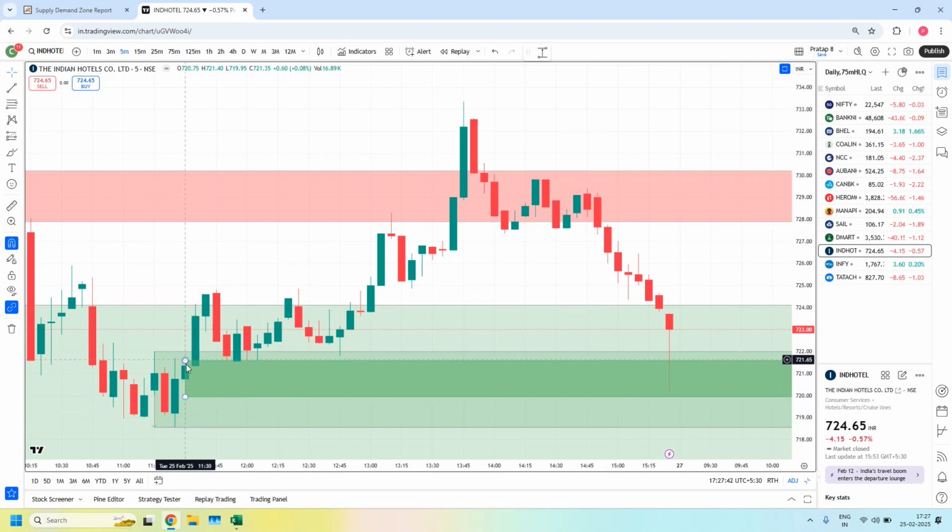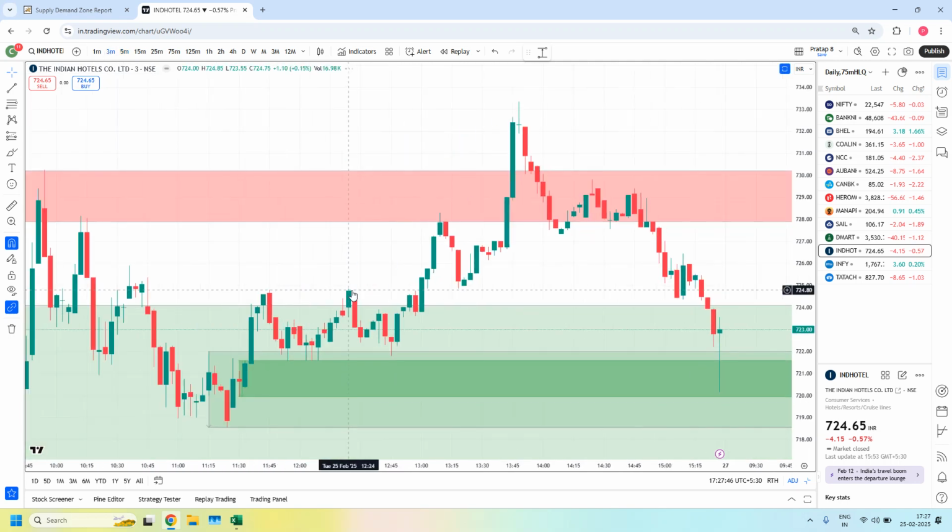An excellent 5-minute zone. If you go to 3 minutes also, you get clarity. See, you have a rally, base, medium size candle is also part of the base, then rally candle. And this is the zone holding the prices continuously.